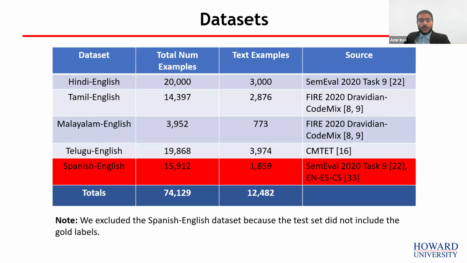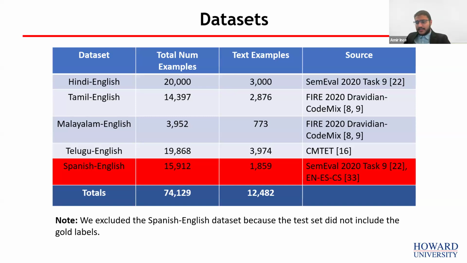I must note that code switching sentiment analysis datasets are scarce due to manual annotation demands. These datasets from social media and published works represent real challenges in this niche and are currently the only standard resources. The datasets used in this study consist of approximately 74,000 examples across 5 language pairs, those pairs being Hindi English, Tamil English, Malayalam English, Telugu English, and Spanish English.